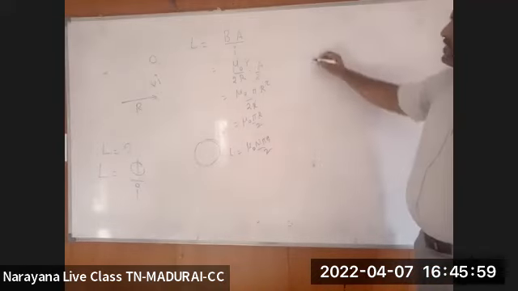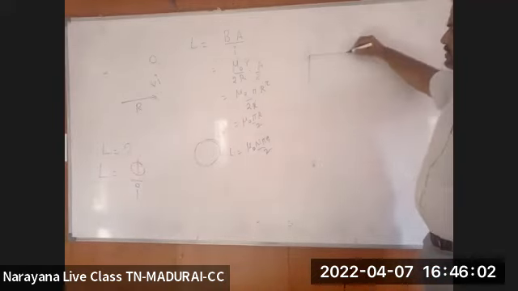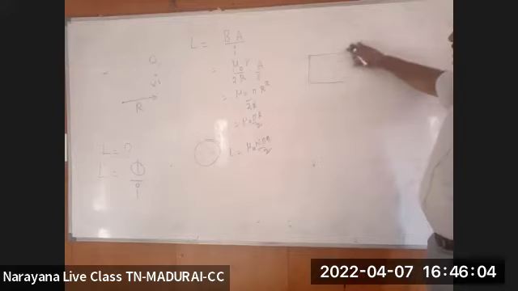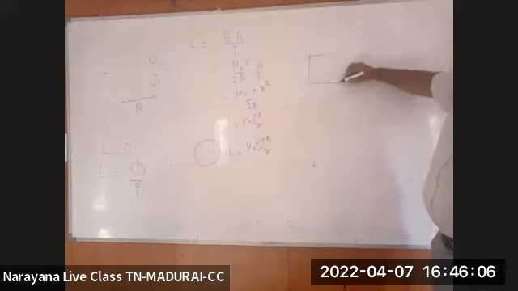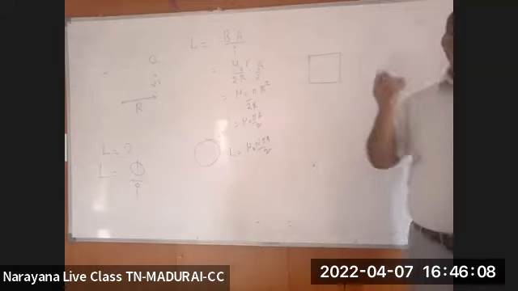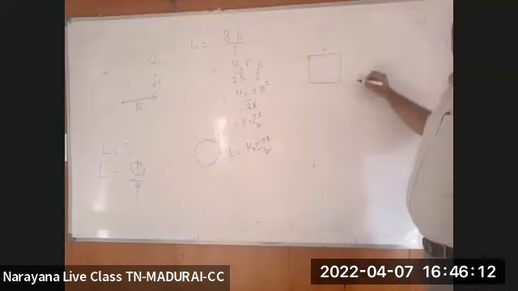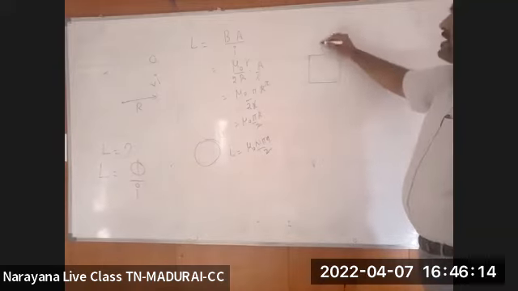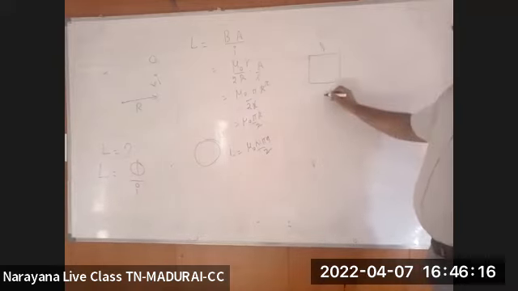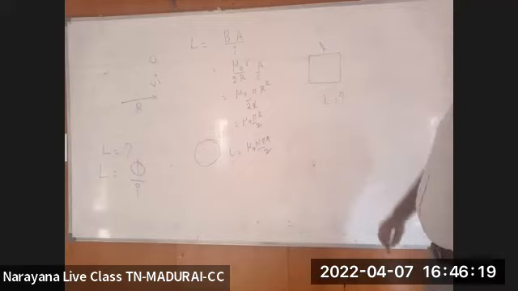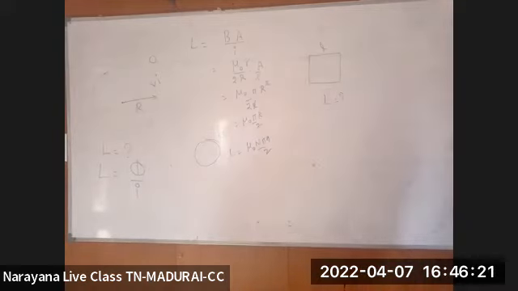See here, one square coil I am taking. Which coil? One very, very small square coil I am taking, of length of each side L meter. Now you have to find the coefficient of self-inductance. The time starts.